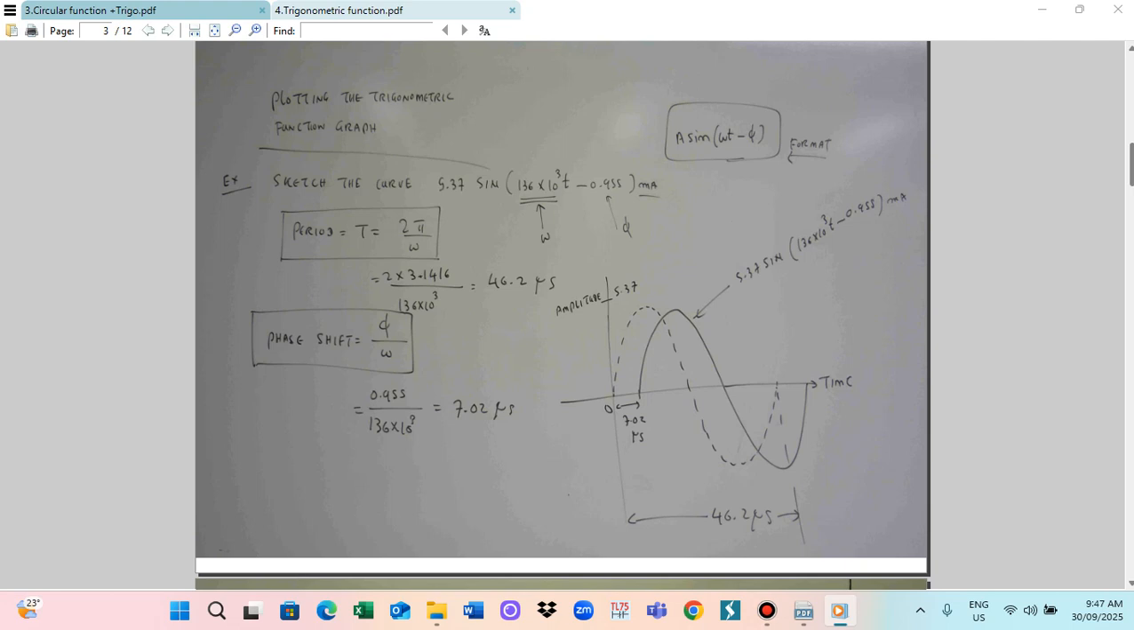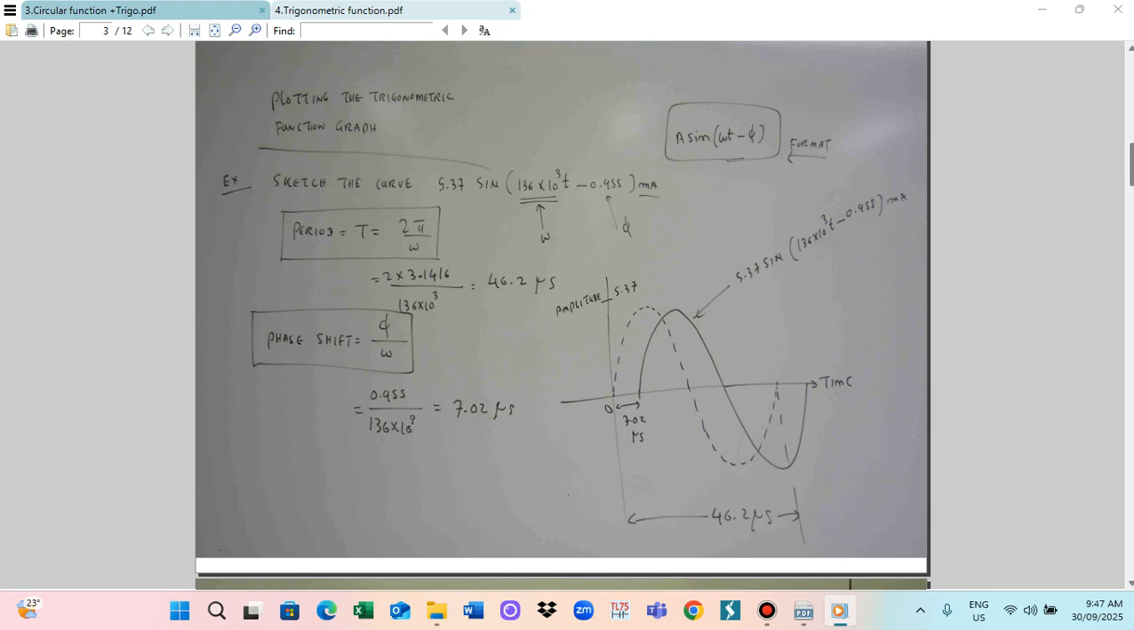So normally we start from here. So this period t, starting and the ending period is 46.2 microsecond. The whole period t is 46.2. So now this is a normal graph. We start starting from the 0. We start here and at 46.2. But now the shift is 7.02. So this period is 7.02 microsecond. So the accurate graph starts from here.